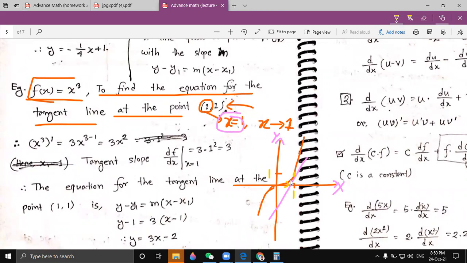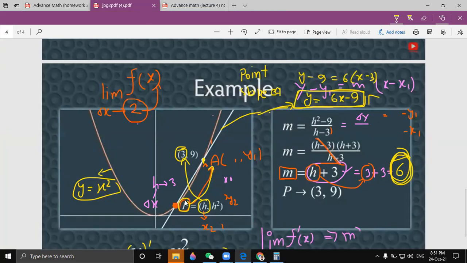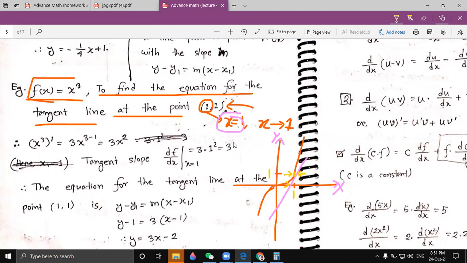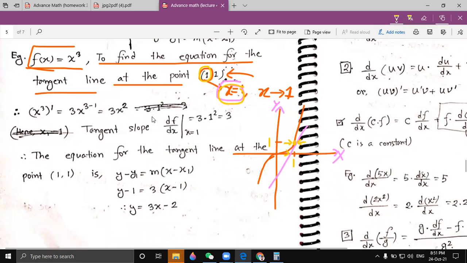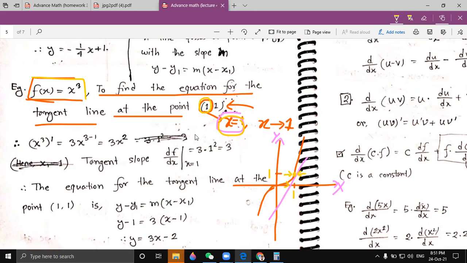So this is our 1 point. If x approaches from the left side, that is the left hand limit, and from the right side. Let's see this. H is approaching 3, and then we find our slope. And here, x is approaching 1, and for this we find our slope. So if we differentiate this, can you remember how we find the slope?